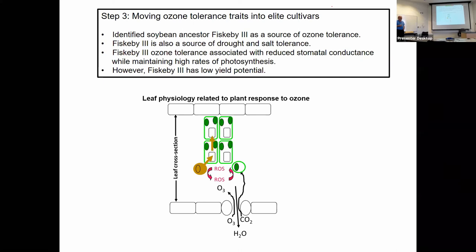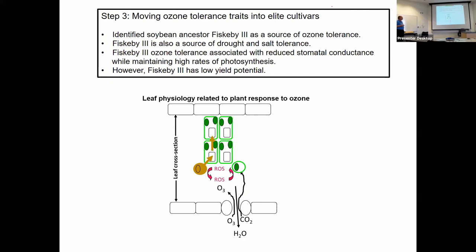So from this initial work, we found this FISKIP3 is the source of ozone tolerance. It's sort of an amazing little plant because other people have screened it for other kinds of stresses. So it's also a source of drought tolerance and salt tolerance, a number of different stresses. It's somehow unique. We don't exactly understand why, but we think it probably involves both leaf and root traits, and that's still to be determined exactly what that is.